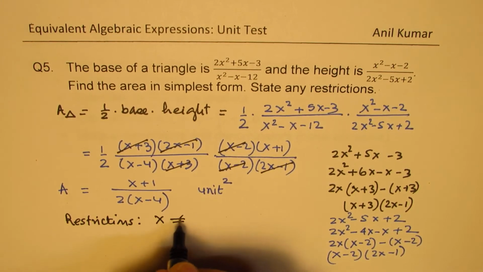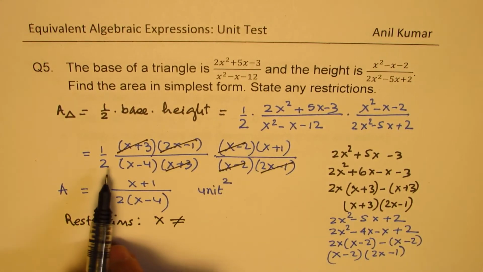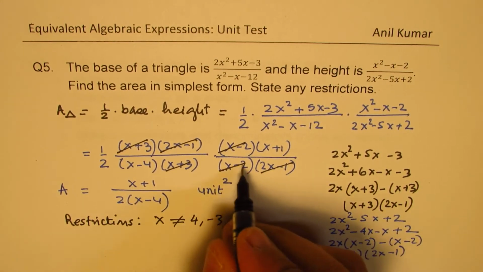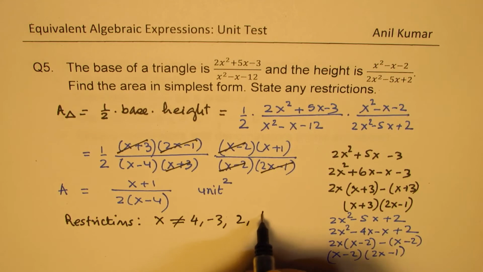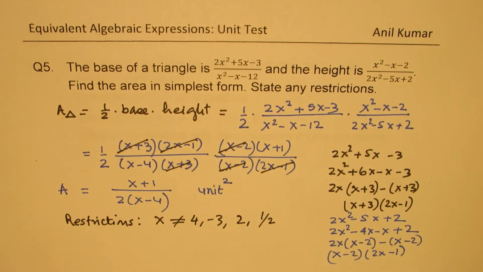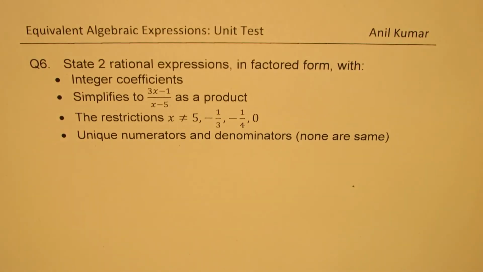So x is not equal to what? So start with the original one. So x cannot be 4, minus 3. It cannot be 2 and a half. Correct? So these are the 4 restrictions which we have to write. So I hope this is absolutely clear. Right? Let's take up the next question, which is one of the most interesting questions in this test paper.